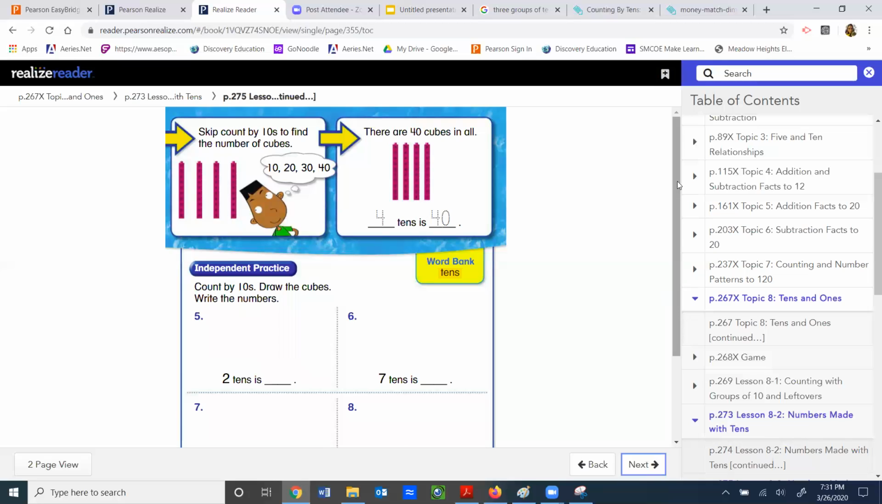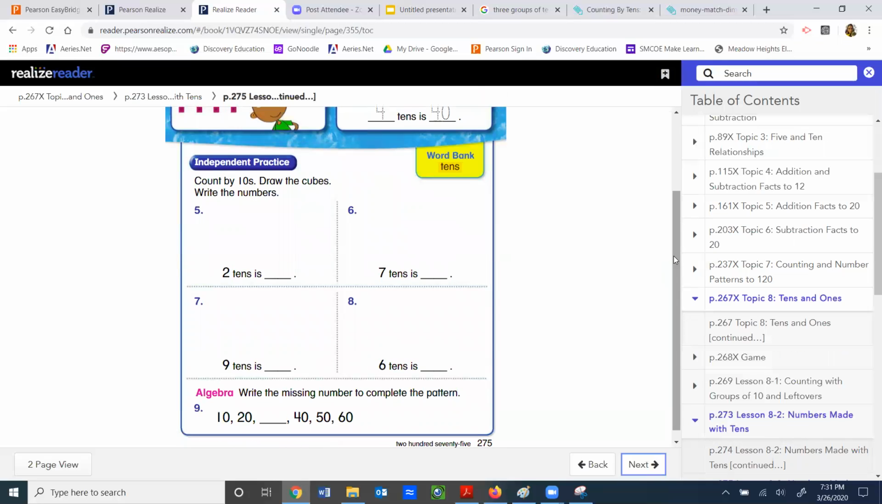Now on the next page, the directions for 5, 6, 7, and 8 say count by tens and draw the cubes, then write the numbers. So these are different because they tell you how many tens there are in each problem. Number 5 says 2 tens, number 6 says 7 tens, number 7 says 9 tens, and number 8 says 6 tens. So you are in charge of drawing the picture that goes along with them.